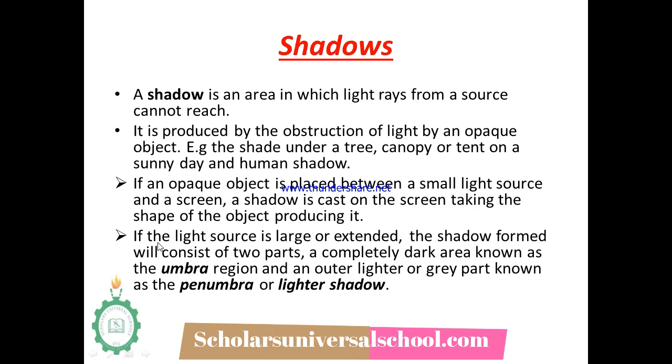Circular. Now, let's say the light source is large. If the light source is large, the shadow formed will consist of two parts. Remember, with the small light source, we had just one part of shadow. But when you have a larger light source, or if you extend the light source, meaning you move it closer to the object, you now have two parts. The first part is what? The umbra, which is a completely dark area. That is the area that is completely dark, no light at all. Then you have an outer lighter or gray part. It is either gray or at least lighter in color than the umbra region. And you call that region what? The penumbra or lighter shadow.